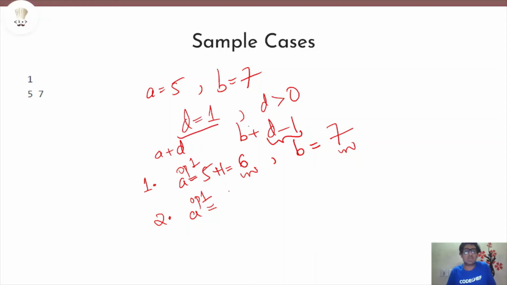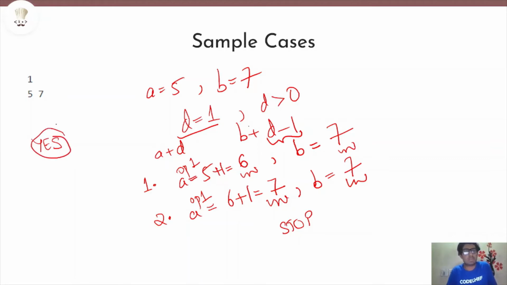So the value of d is 1 and we will add that to the new value of a, which is 7. And the value of b becomes b plus d minus 1, which is 7 plus 1 minus 1, and b remains 7. At this juncture, we notice that a and b are both equal and we stop. So we found that there is a way to make a equal to b by repeated performance of these operations. Hence, the output will be yes for this particular test case.